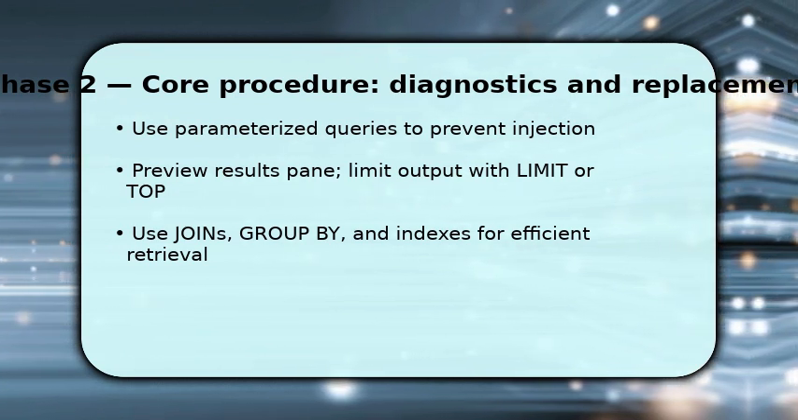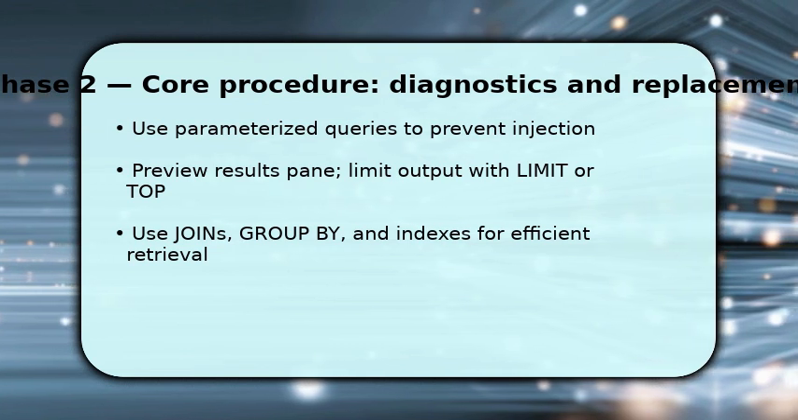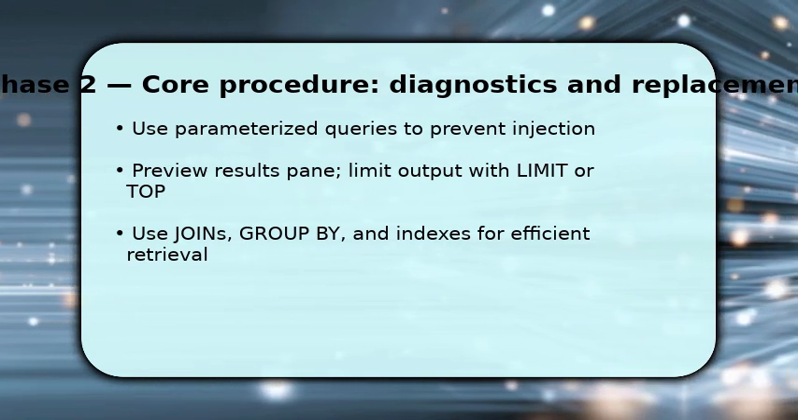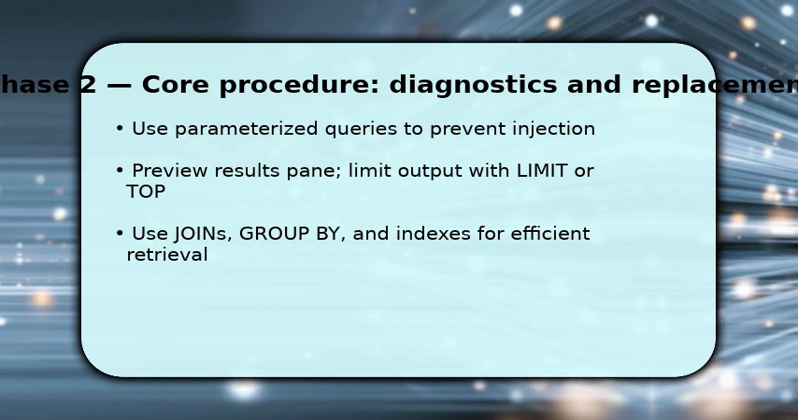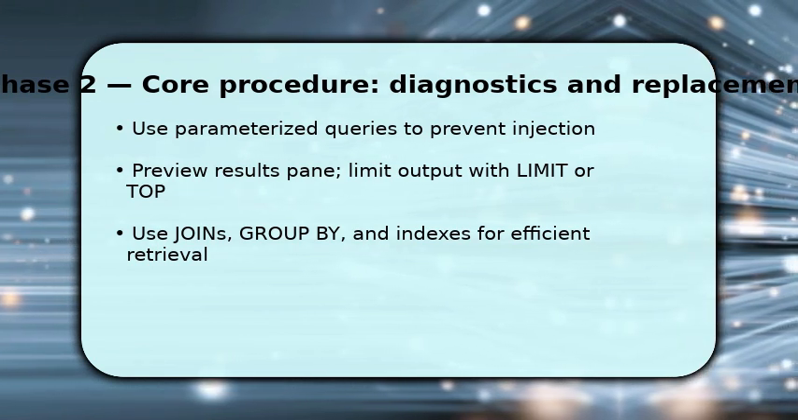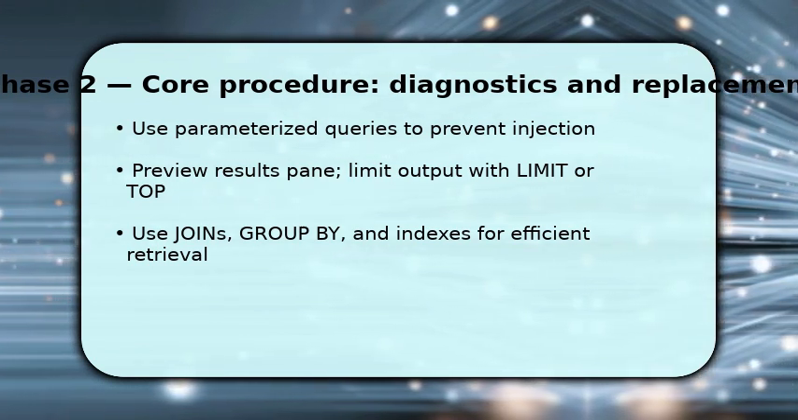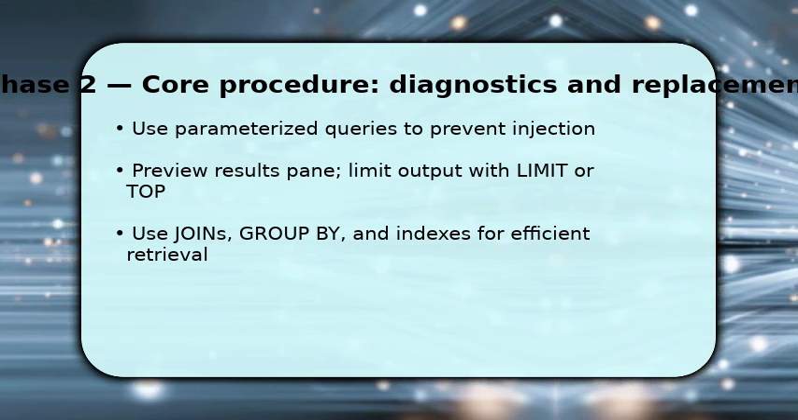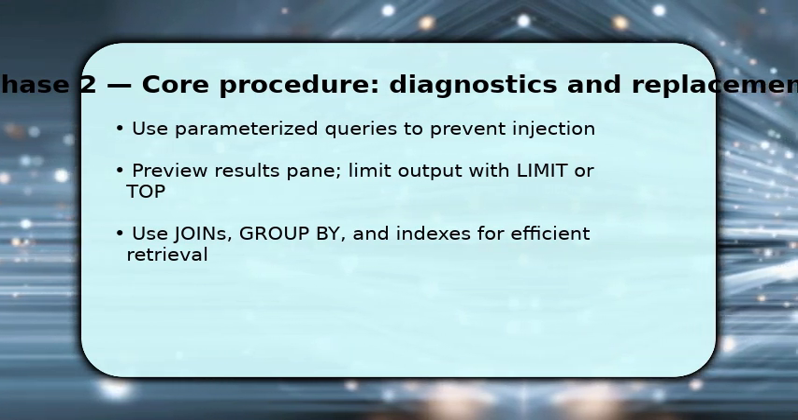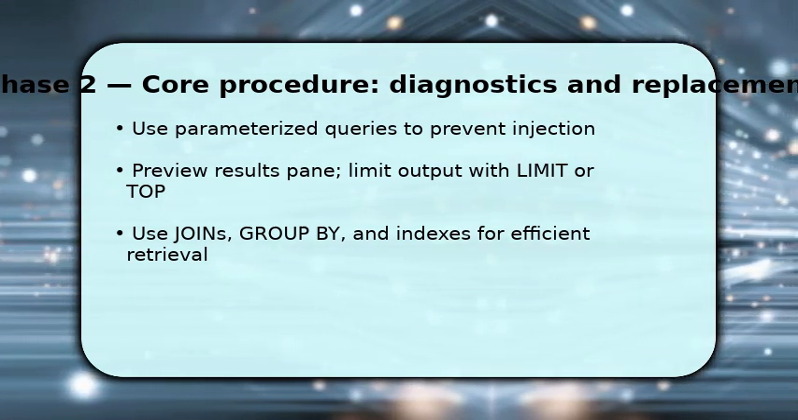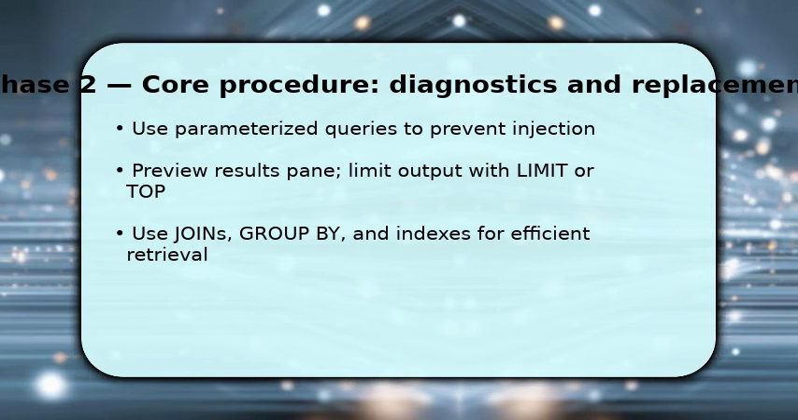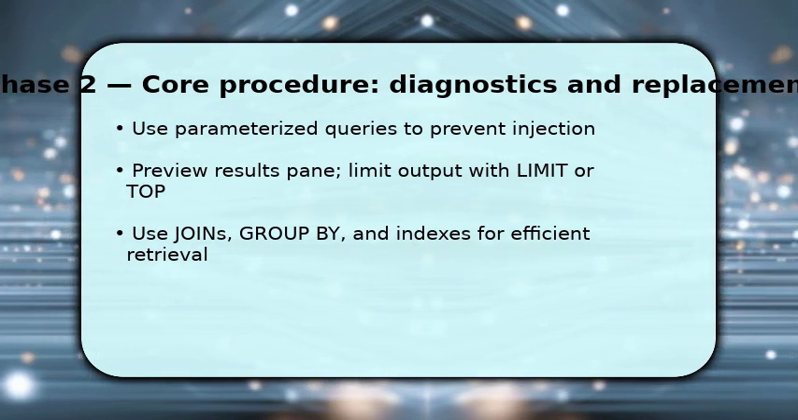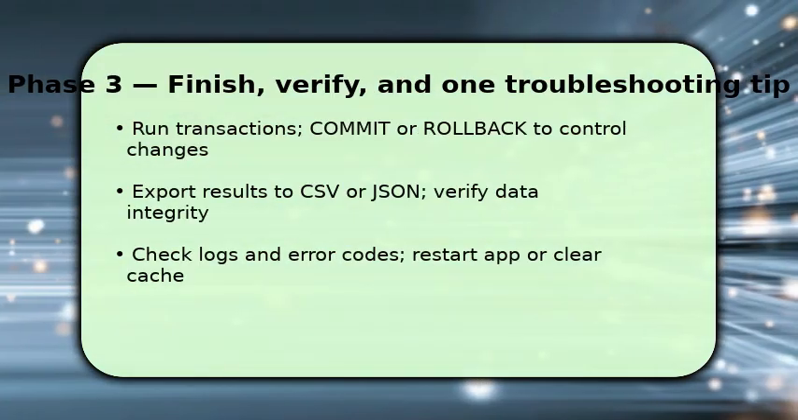This speeds iteration. For joins, explicitly choose inner or left depending on needed rows, and use group by for aggregations while checking index usage to avoid full table scans. Once you run a query, review the execution plan to spot slow operations, then refine filters and add indexes where needed to improve performance. You finish by wrapping queries and transactions for safety.